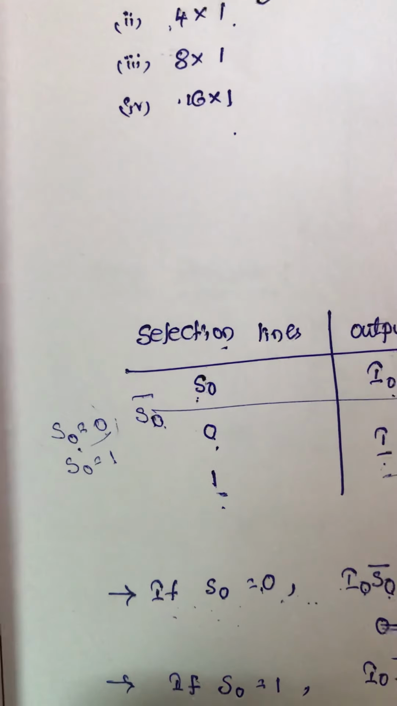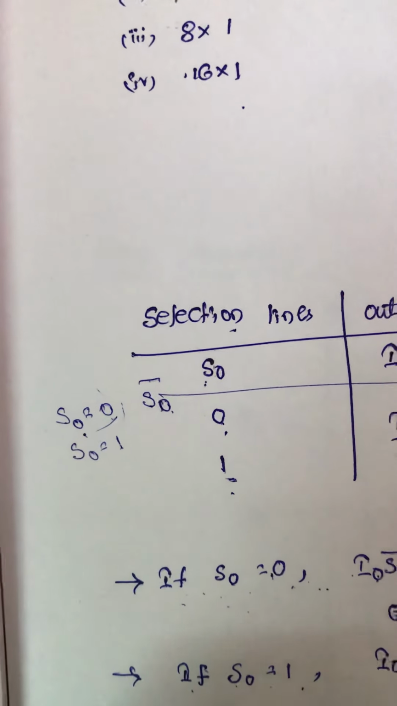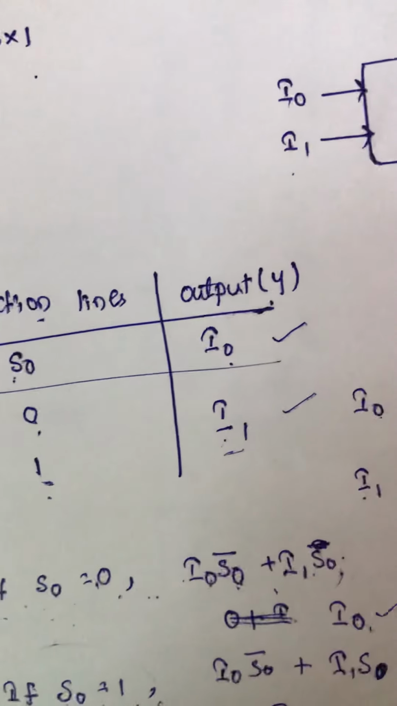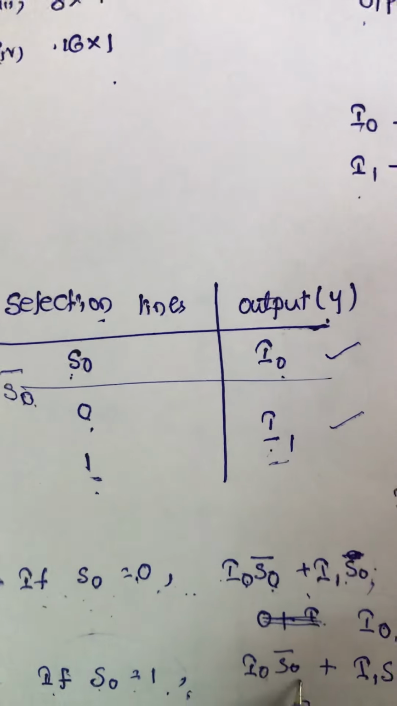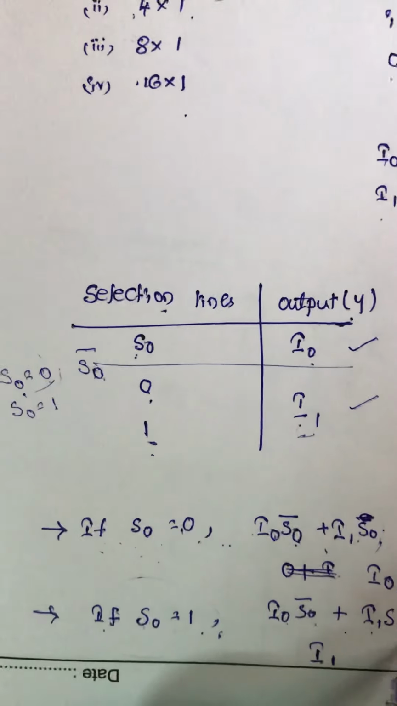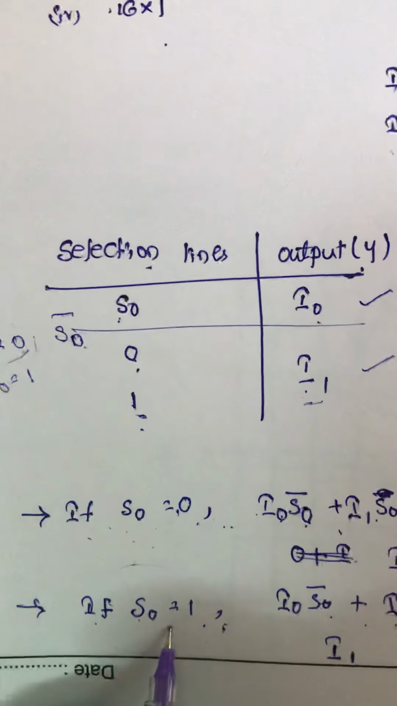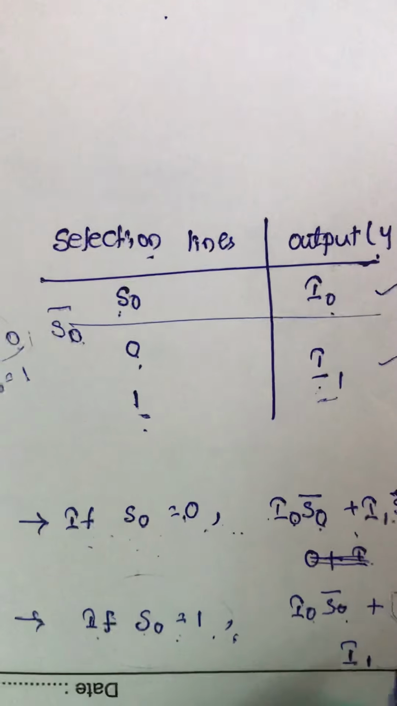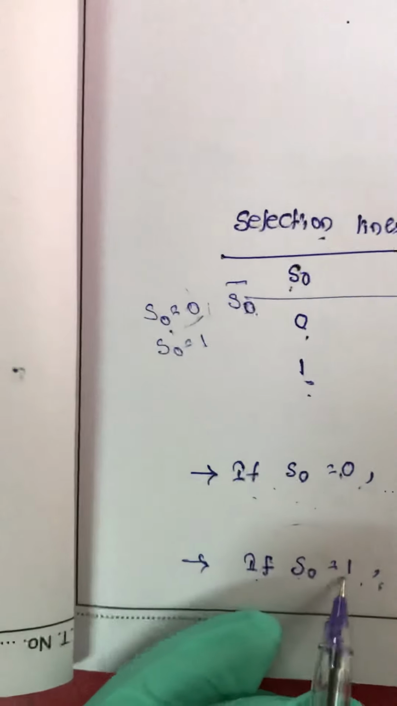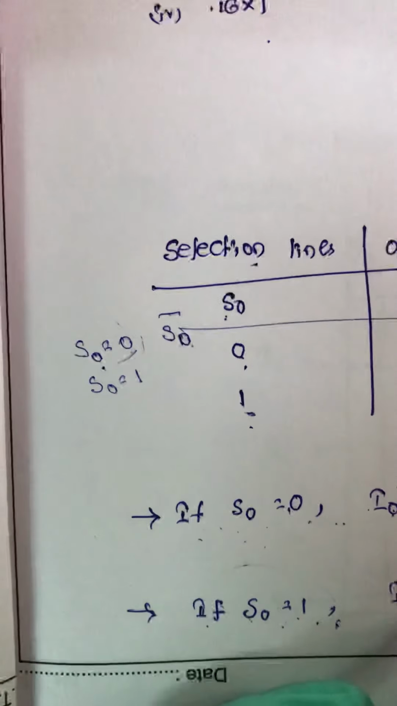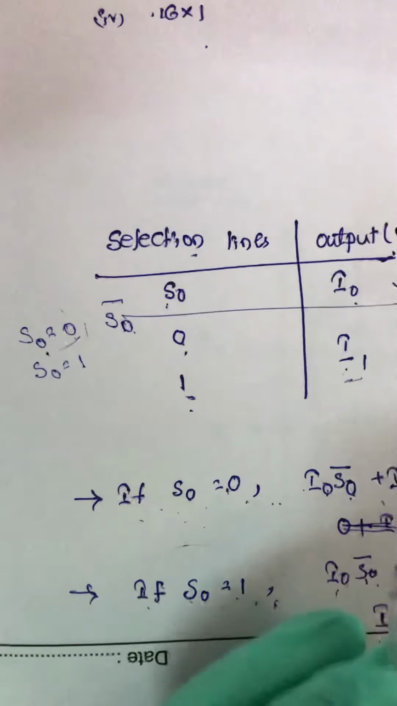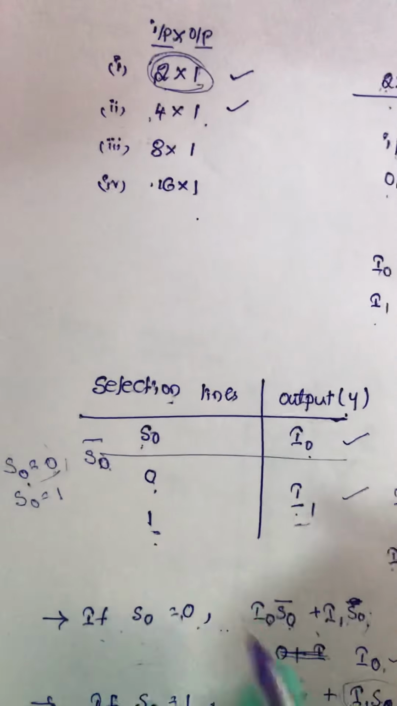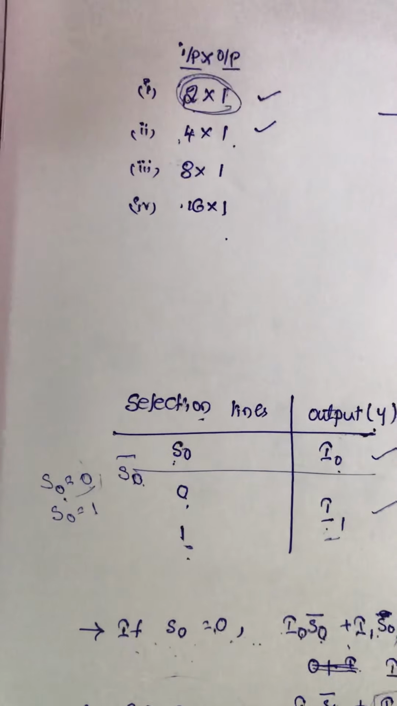Coming to the second condition, if S0 equals 1, the same value is substituted in the output equation, I0 S0 bar plus I1 S0. S0 is 1, so this term is 1, so 1 into I1. S0 equals 1 means S0 bar is 0, so this term is 0. So in each and every condition we get only a single output. So this is the 2 to 1 multiplexer.